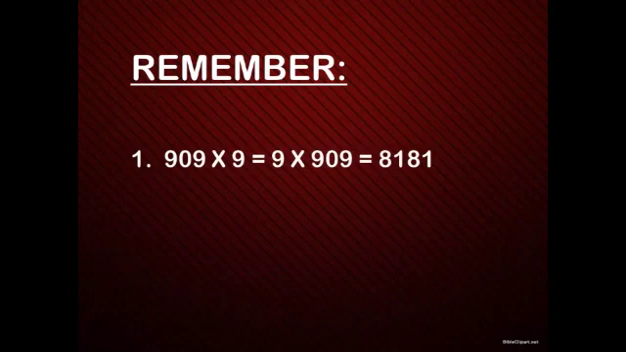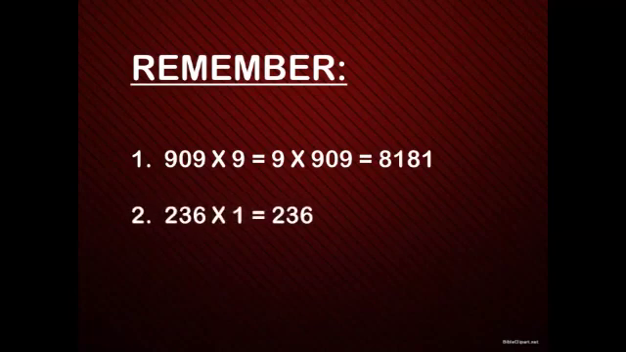The product of two numbers does not change with a change in the order of the numbers. That is, 909 into 9 is equal to 9 into 909, it will give you the same answer. You will not have a different answer. The second property is when a number is multiplied by 1, the product is the number itself. So 236 multiplied by 1 will give you the number itself. The third property is when a number is multiplied by 0, the product is always 0. So 726 multiplied by 0 will give you the answer as 0 only.